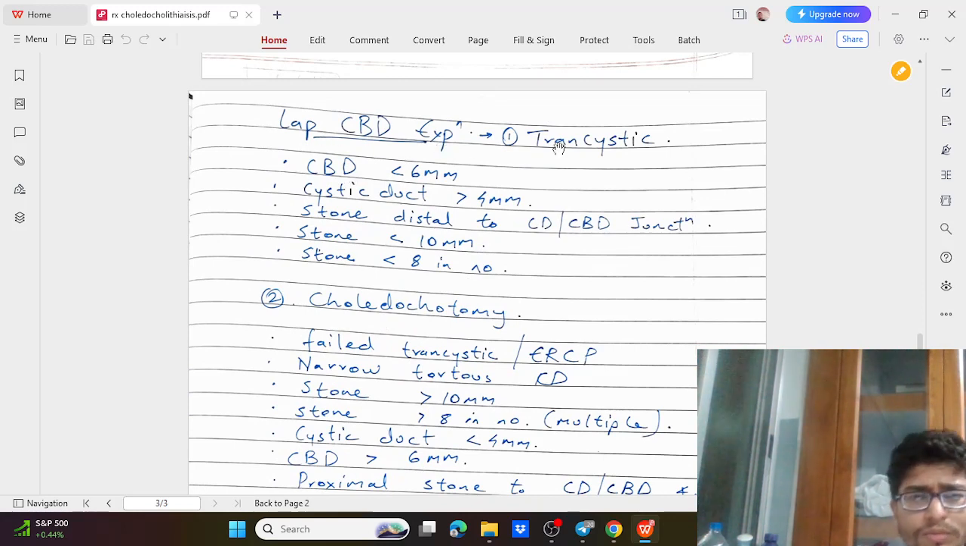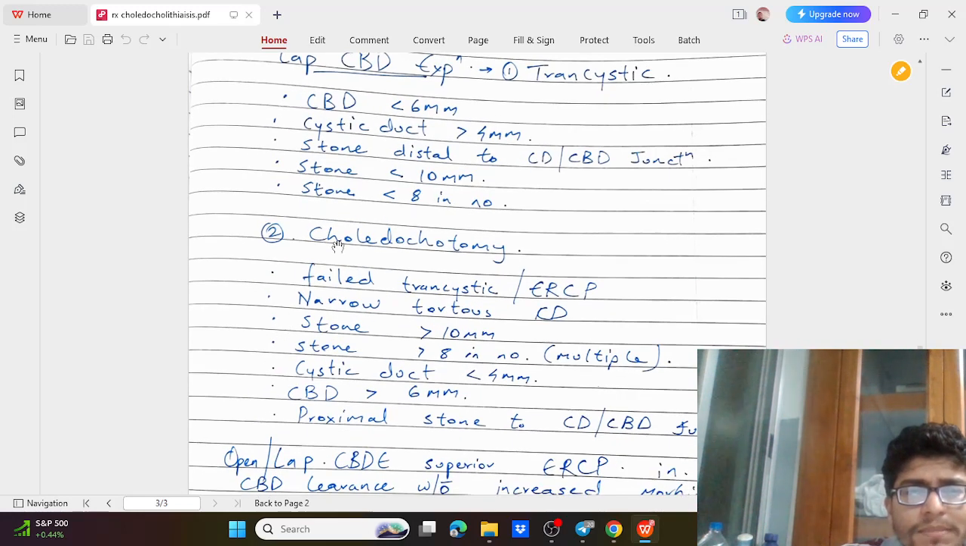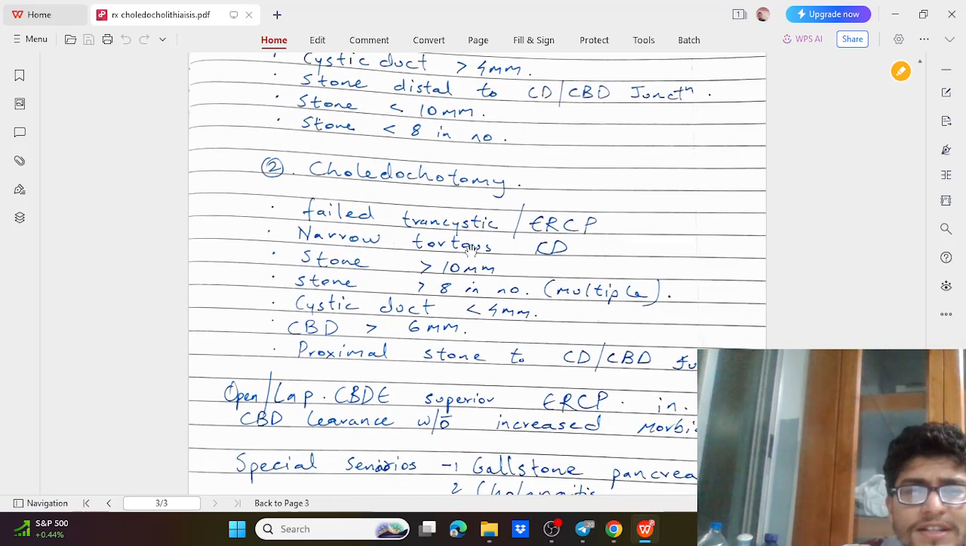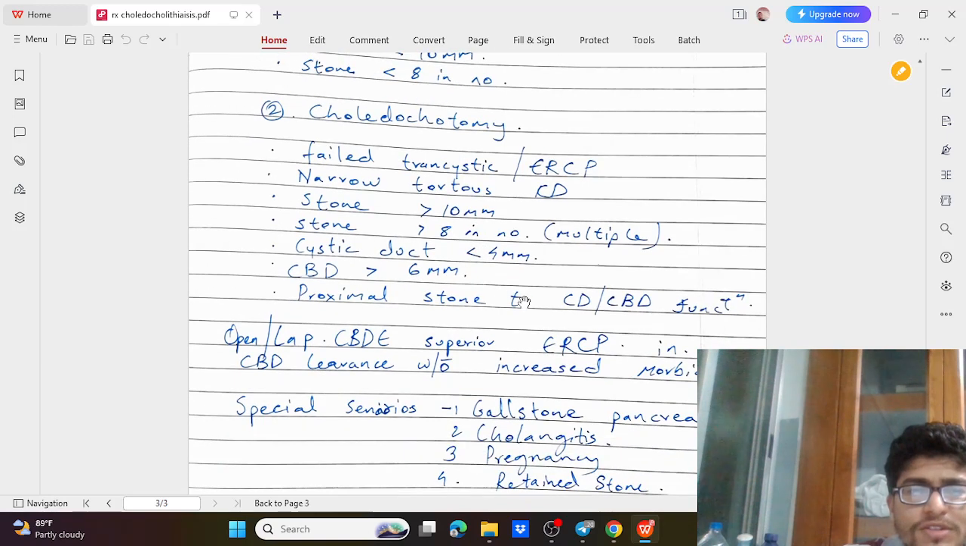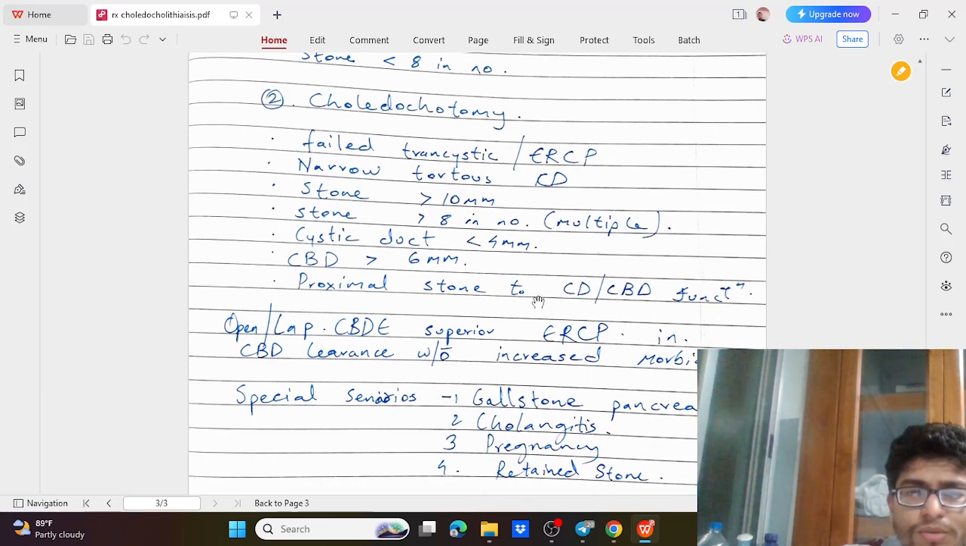Now we see the lap CBD exploration. It can be done through two methods. The indication for transcystic lap CBD exploration is when the CBD is less than 6 mm, cystic duct is more than 4 mm, stone is distal to the cystic duct and CBD junction, stone size is less than 10 mm, and stone number is less than 8. And for laparoscopic choledochotomy, if there is failed transcystic approach or ERCP, narrow tortuous cystic duct, stone more than 10 mm, stone number more than 8, that is multiple stones, cystic duct smaller than 4 mm, CBD more than 6 mm, and stone proximal to the CBD and cystic duct junction.